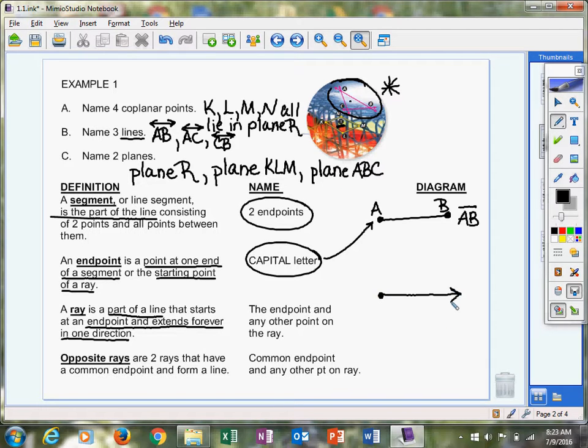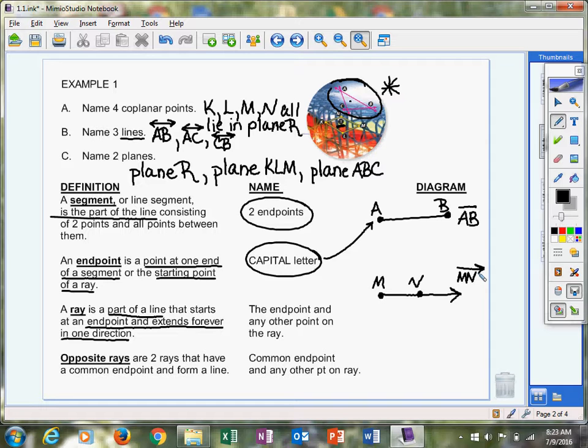So you could do it like this, show an endpoint and then a second point on there. And I want to use M and N as my endpoints. So when you're naming this ray, your first letter is always the endpoint. When you're naming a ray, you start with the endpoint and then whatever other letter is there, and then you draw it like that, show the direction that the arrow goes.